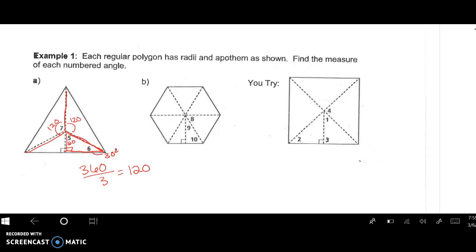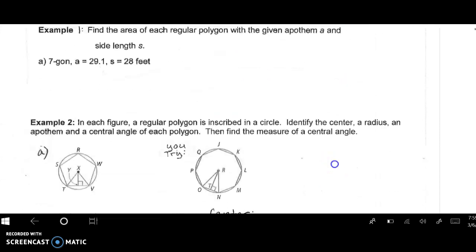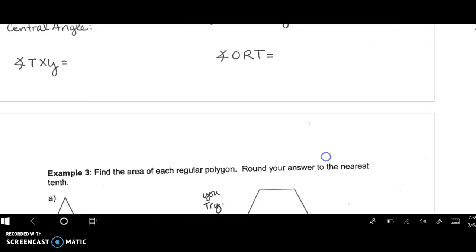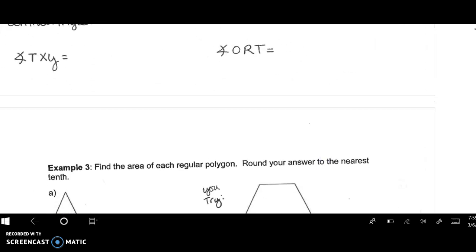Okay, so do the same thing for B and try, and then I'll let you try some of these other examples. The key is posted on Haiku, so you can check yourself as you go. I think the investigation may be a little bit different, but everything else in the notes should be the same.